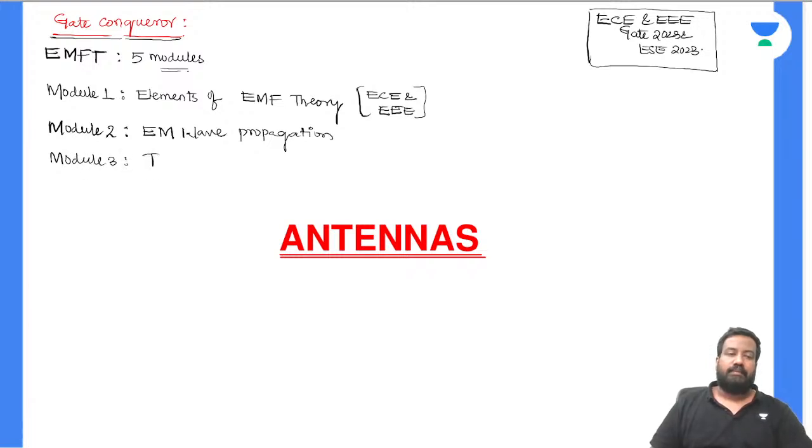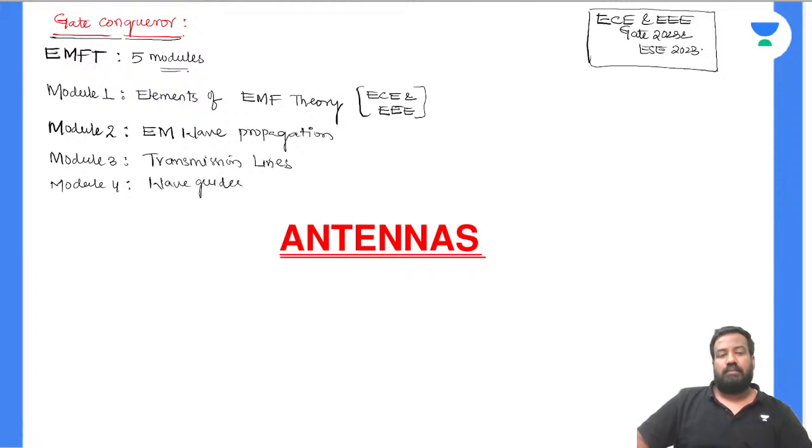Module 3, transmission lines. Module 4, waveguides. Module 5, antennas and optical fiber communication.